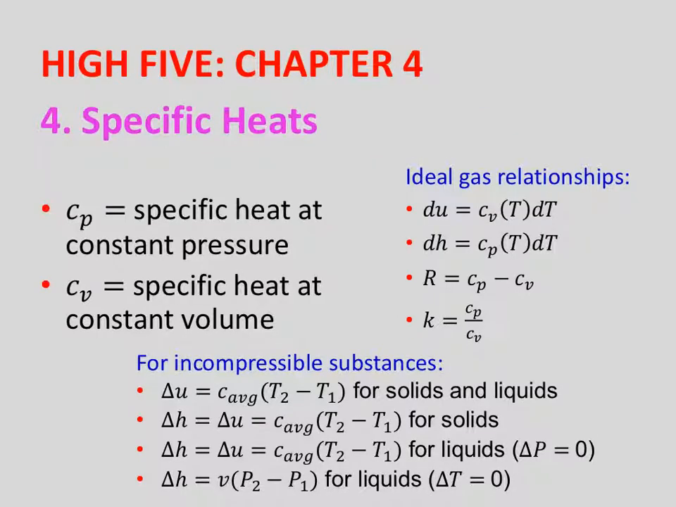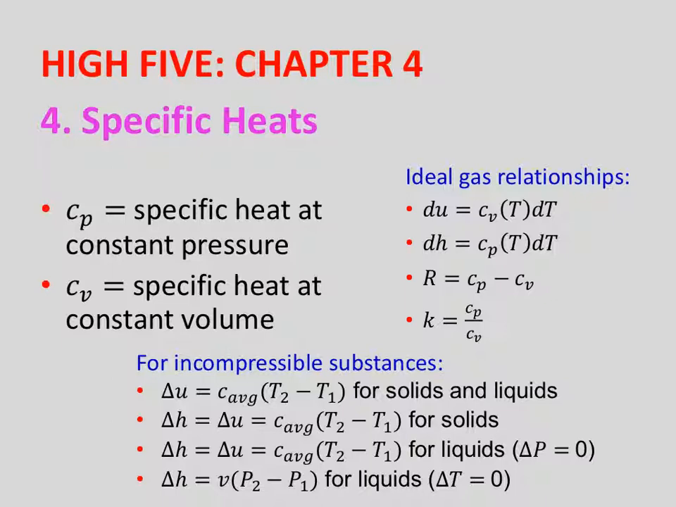Specific heats are given as Cp and Cv. Cp is the specific heat at a constant pressure, and Cv is the specific heat at a constant volume. We know that specific heat has different relationships depending on which substance you're using them for. We can use them for ideal gases, solids, or liquids.